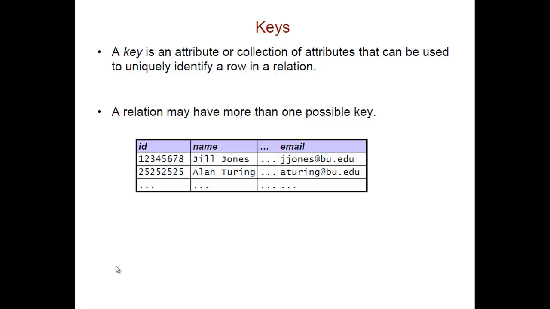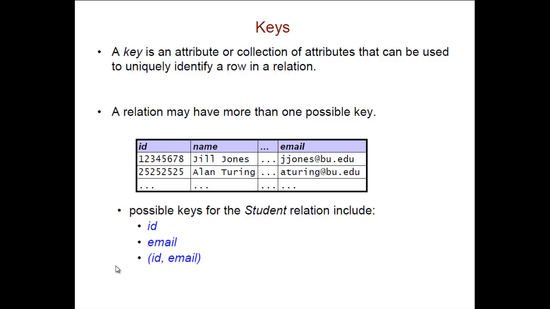In the case of this table, there's actually more than one possible key that we could use. One option is the ID column, because every student has a unique ID, and therefore the value in that column will allow me to uniquely identify a given row, a given student. Another option is email, because every student has a unique email address, so no two rows will have the same value in that column, and therefore that column is a key.